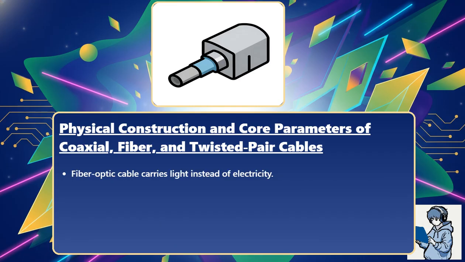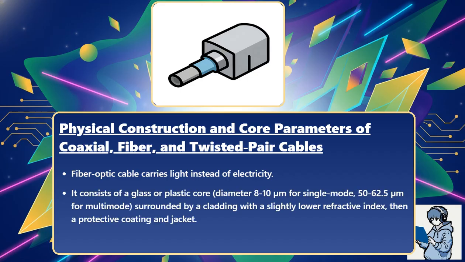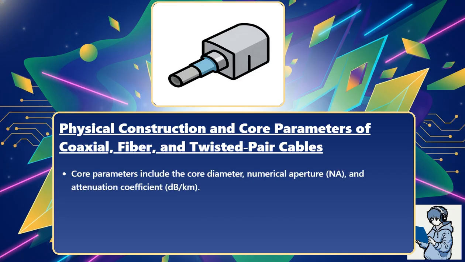Fiber optic cable carries light instead of electricity. It consists of a glass or plastic core with diameter 8 to 10 micrometers for single mode, 50 to 62.5 micrometers for multimode, surrounded by a cladding with a slightly lower refractive index, then a protective coating and jacket. Core parameters include the core diameter, numerical aperture NA, and attenuation coefficient in decibels per kilometer.